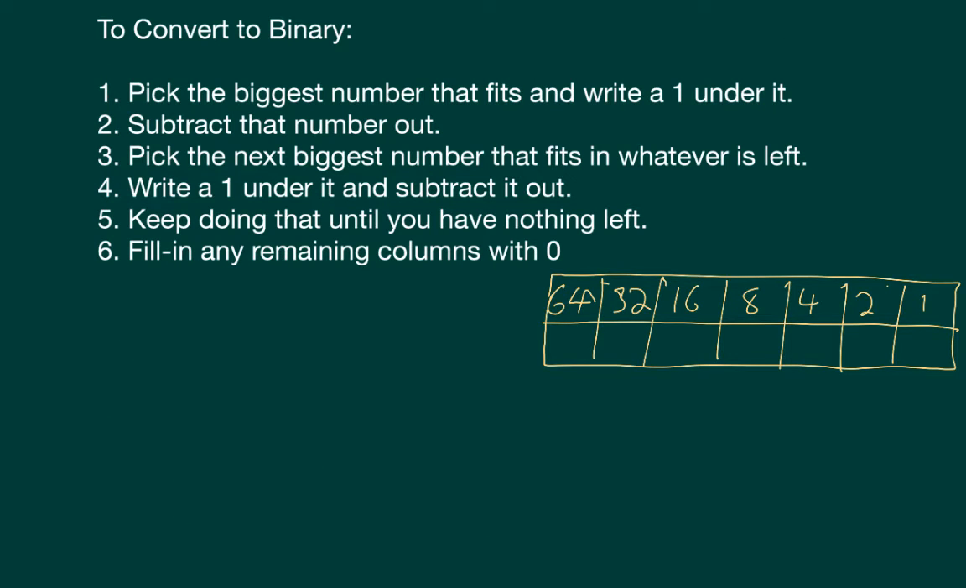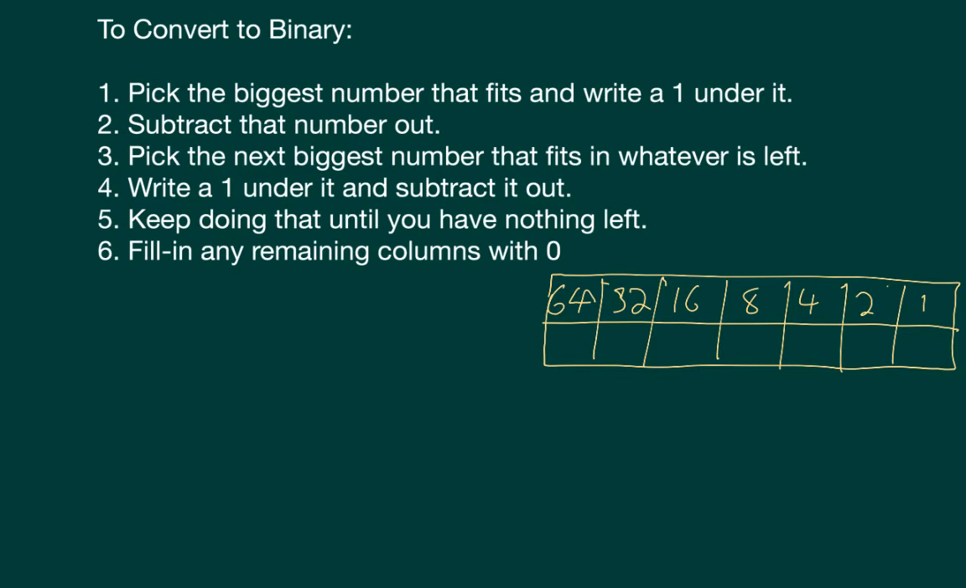So here are our rules. Pick the biggest number that fits and write a 1 under it. Subtract that number out. Pick the next biggest number that fits in whatever is left. Write a 1 under that and subtract that out. Keep doing that over and over until you have nothing left. Fill in all the remaining columns with zeros.